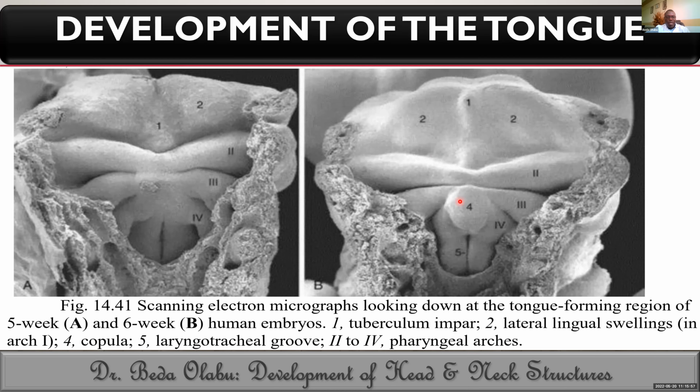I want to give them names. The first one here, which is labeled there, is called the tuberculum impar. These ones are called lateral lingual swellings. And the one labeled 4 is called the copula. But let's mention them with some greater understanding in the next slide.